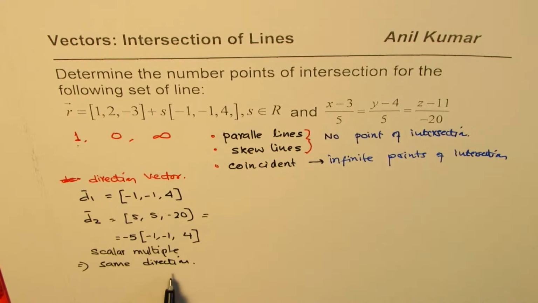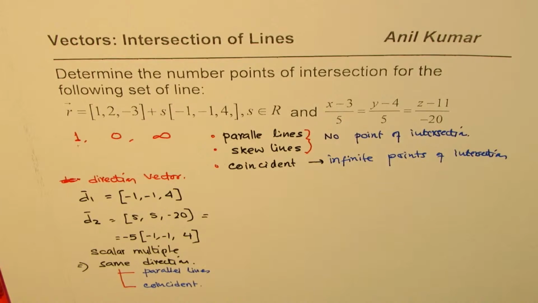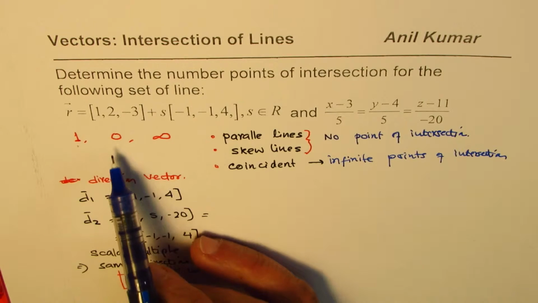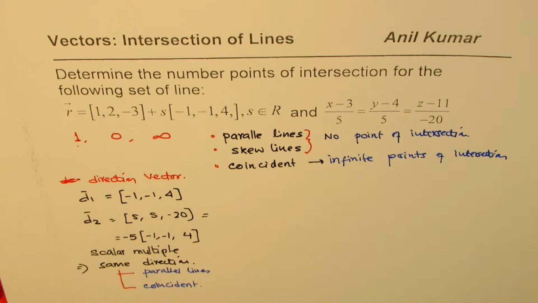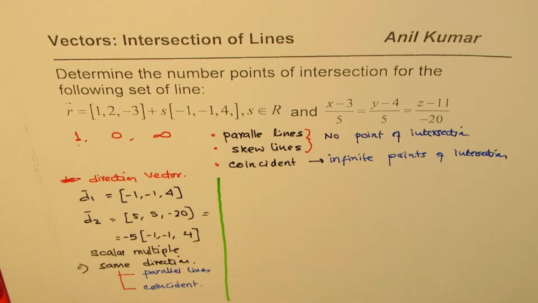Now if they have the same direction, then we could have two things. We could have either parallel lines, or we could also have coincident lines. That is important to understand. So if you stop here and just say that the lines are parallel and there are no points of intersection, your answer can be wrong, right? So I hope you understand this concept. So this was the concept part.